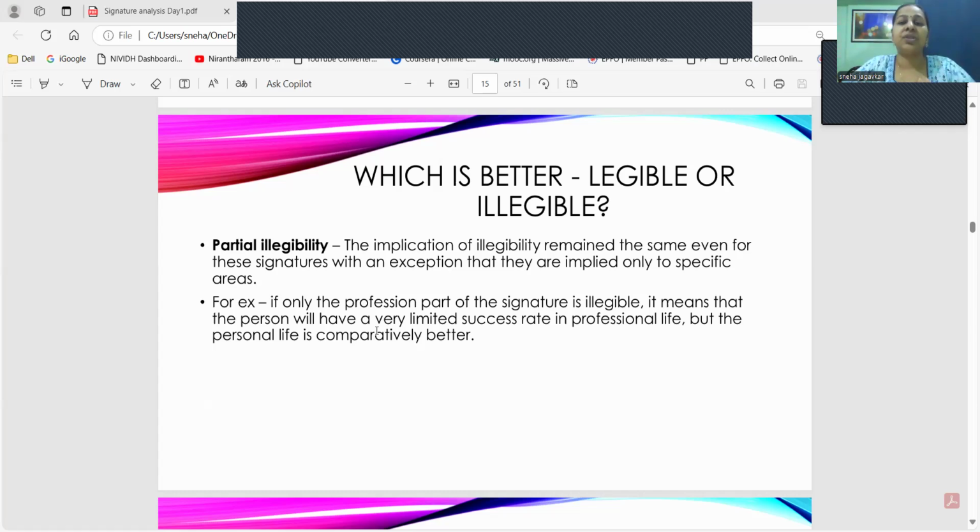Now, if only the profession part of the signature is illegible, it means the person will have a very limited success rate in professional life, but the personal life will be comparatively better. Also, it means that the person is trying to hide their profession as much as possible.